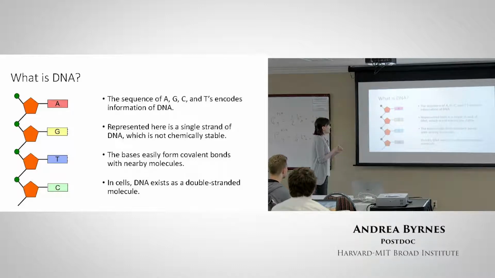So this is represented as a single strand, just to show you there are 4 bases and they can exist in an order. But a single strand of DNA is not chemically stable. These bases generally want to form covalent bonds with the things around them. And so single-stranded DNA is highly unstable and almost never exists in animal biology. Viruses are a different story.